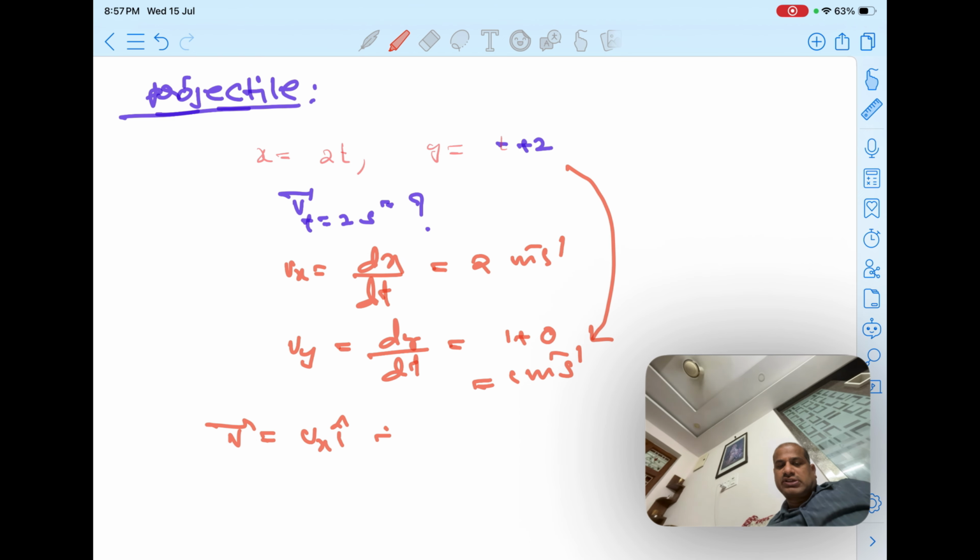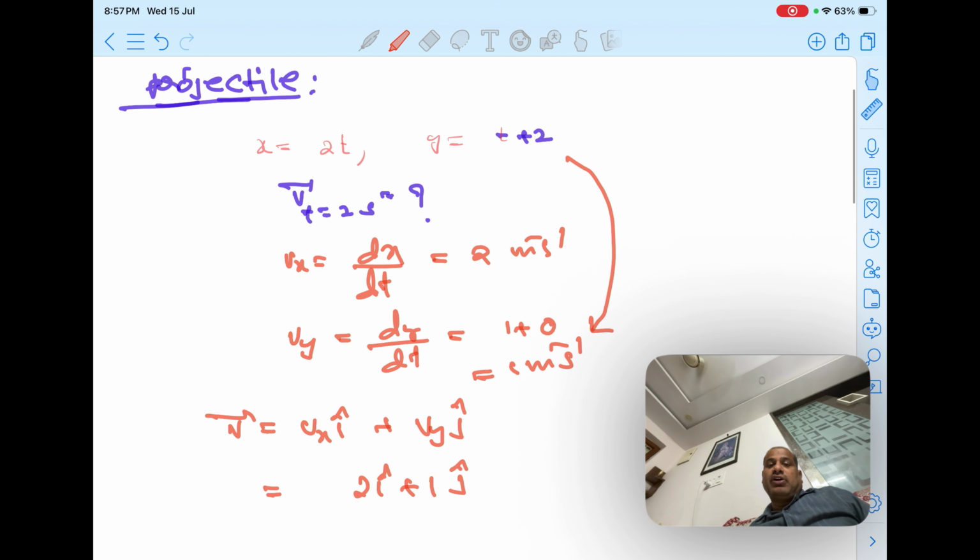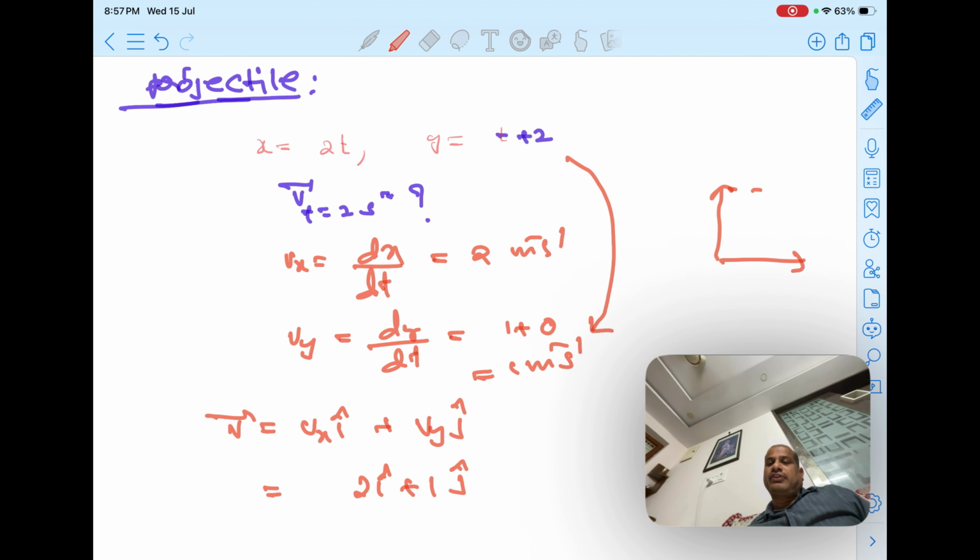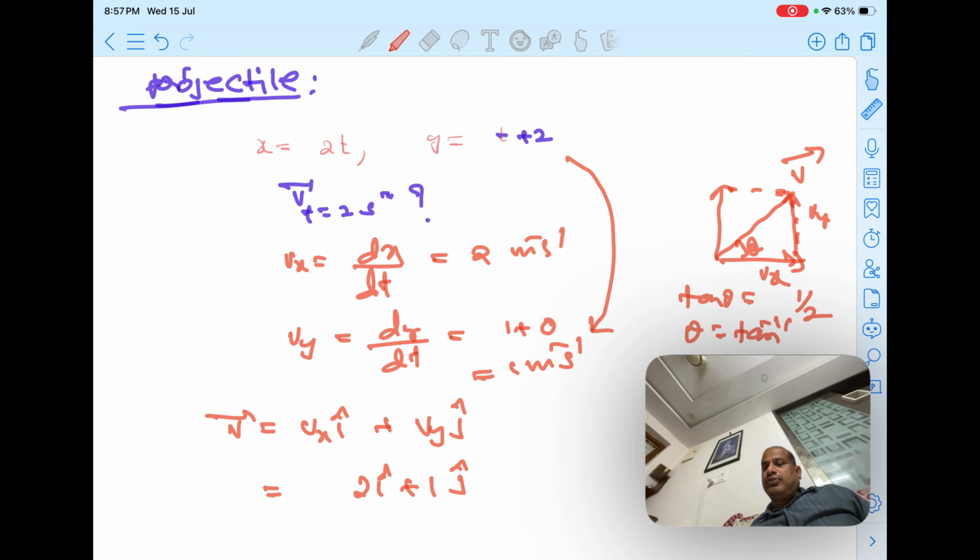So the net velocity of the body is the x component plus the y component, that will be 2i cap plus 1j cap. So here, when the object is moving, the velocity in x direction is positive and in y direction also positive. So the net velocity by vector law will be like this. You can also make some angle theta. So tan theta will be the y component by the x component. Yes or no? So the y component is 1, the x component is 2. So theta becomes tan inverse of 1 by 2 with the horizontal.